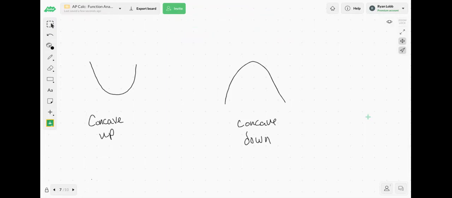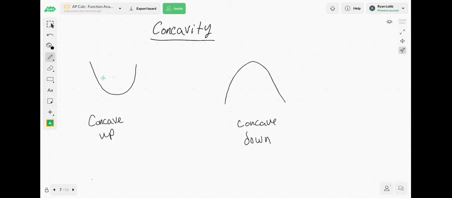The next part of the functional analysis here has to deal with the concavity of functions. So graphically, we have here a concave up and a concave down graph.